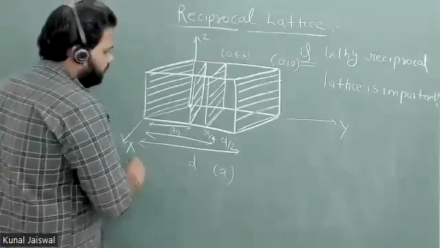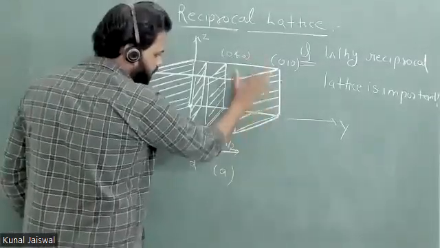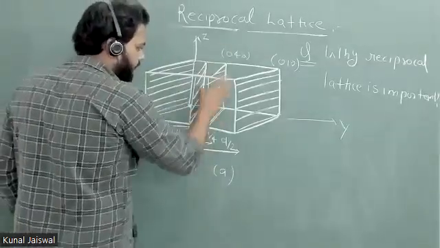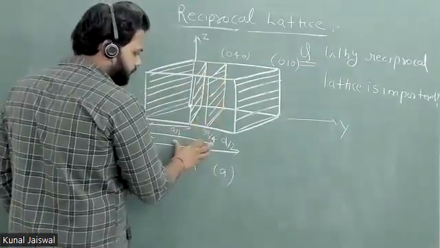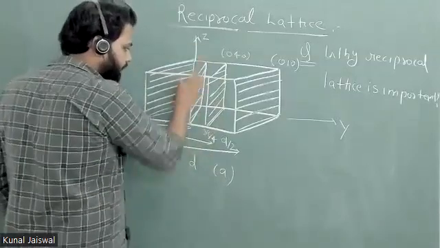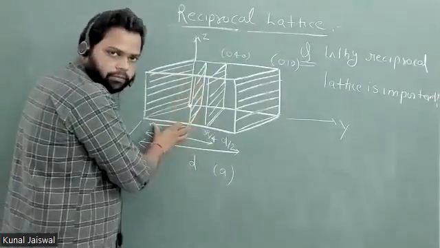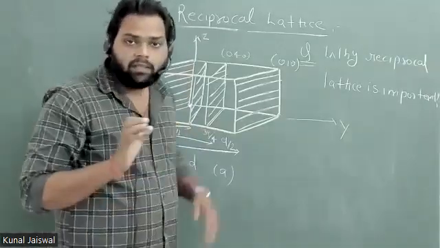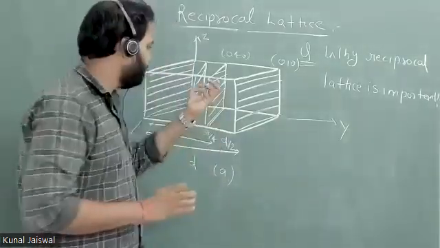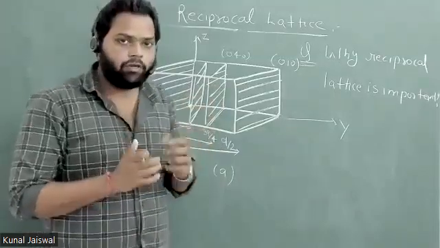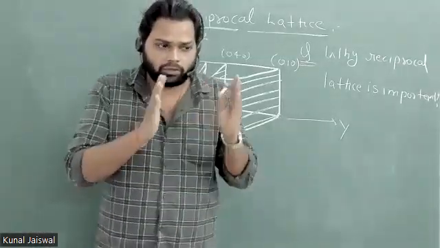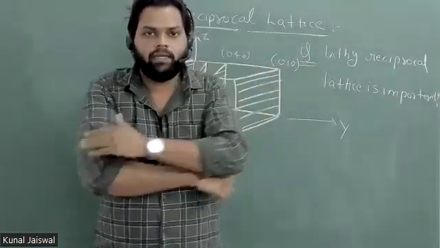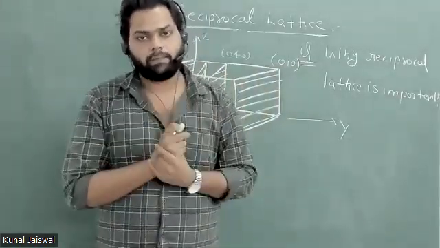I am saying this was our first plane at a distance d. I made another plane at a distance d by 2. I made another plane at a distance, let's suppose, d by 4. Then I made another plane at a distance d by 8. Are you guys able to see a pattern here, that if we want to analyze the planes which are closer to each other, the interplanar spacing is getting reduced? The interplanar spacing is decreasing.